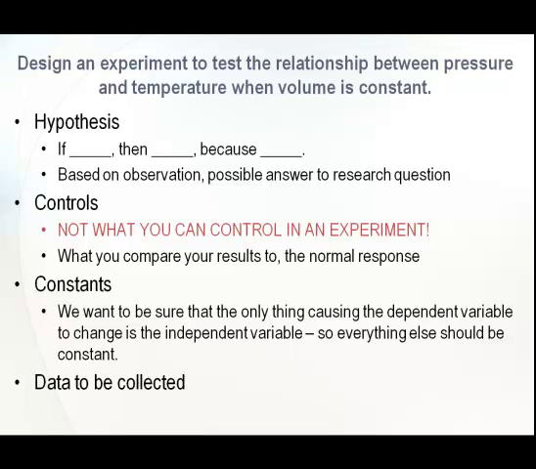Next is the data to be collected. So I want to collect the data that's going to answer my hypothesis. So my hypothesis has my independent and my dependent variable in it. If the color of light is green, that's my independent variable, then the growth rate will be slowed. That's my dependent variable. So I need to collect information on my independent and dependent variables at the minimum.